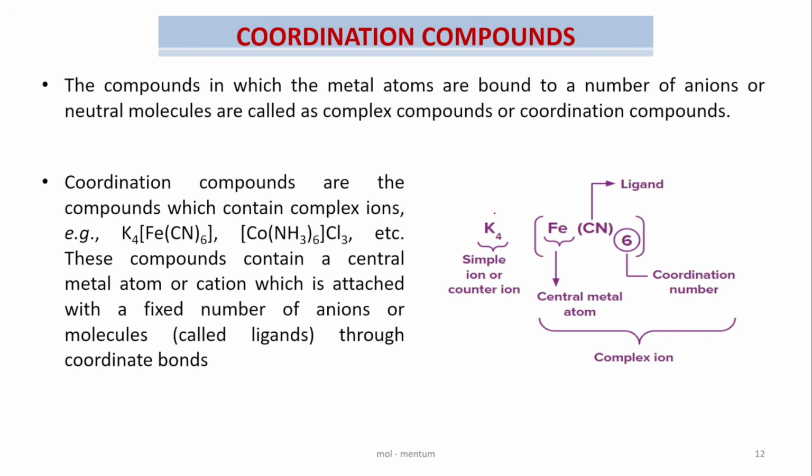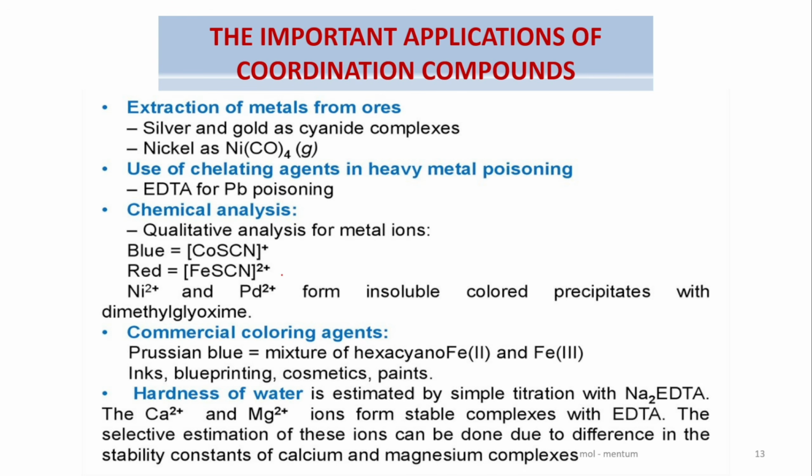Now suppose K4[Fe(CN)6] is dissociating, so what we will get is 4K+. Since the total cationic charge is 4+, the complex will have 4−, because these compounds are electrically neutral. So we have various types of compounds. This [Co(NH3)6] is also one type of coordination compound in which the central metal cobalt has 6 ammonia ligands.